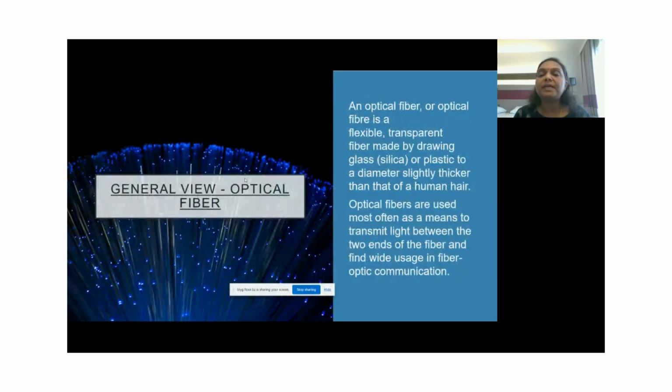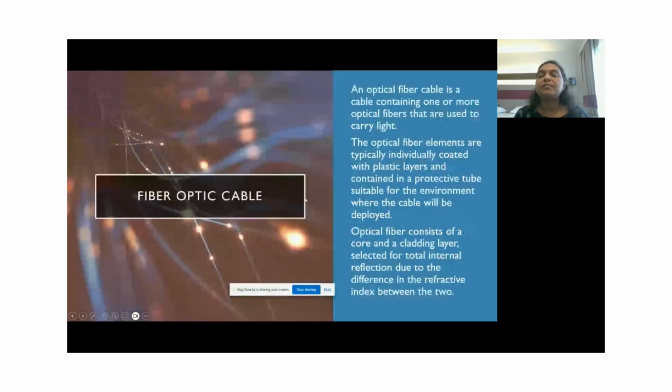Using an optical fiber, which is flexible and transparent, we are able to draw glass or plastic to a diameter slightly thicker than a human hair. Optical fibers are used most often as a means to transmit light between the two ends of the fiber, and find wide usage in fiber optic communication. An optical fiber cable is a cable containing one or more optical fibers that are used to carry light. The optical fiber elements are typically coated with a plastic layer and contained in a protective tube suitable for the environment where the cable will be deployed. This optical fiber consists of a core and a cladding, which you will see in the next diagram.